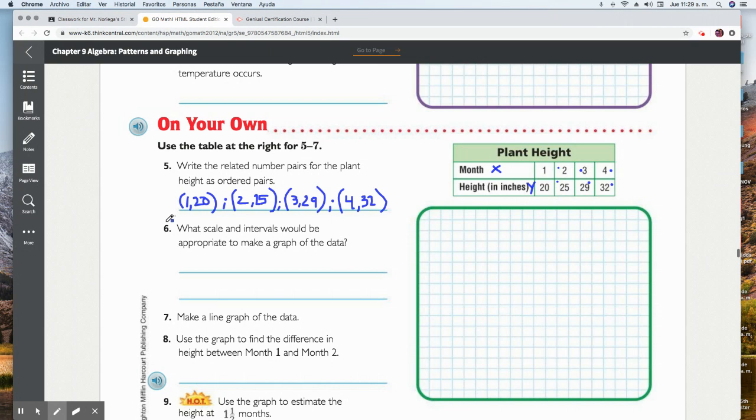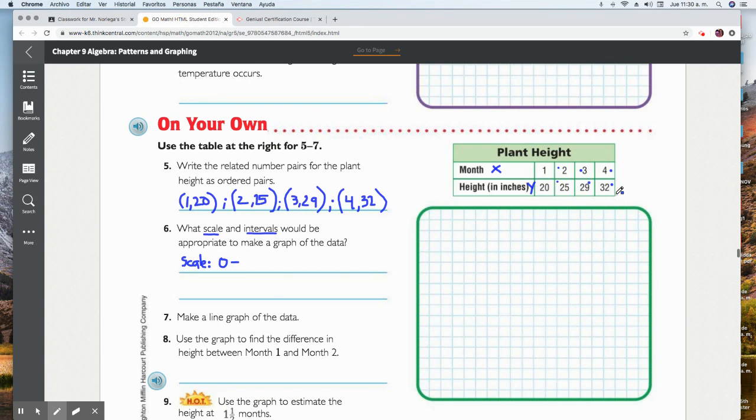For 6, what scale and intervals would be appropriate to make a graph for the data? Let's start with the scale first. What scale are we going to use? Remember that for the scale, we always want to start from the origin, which is 0. Look at how these numbers are moving. We have 20 as our least number, and 32 is our greatest number. So what scale can we use here?